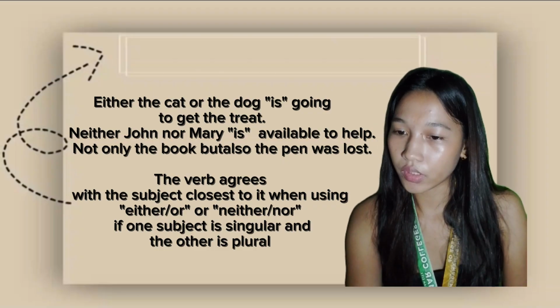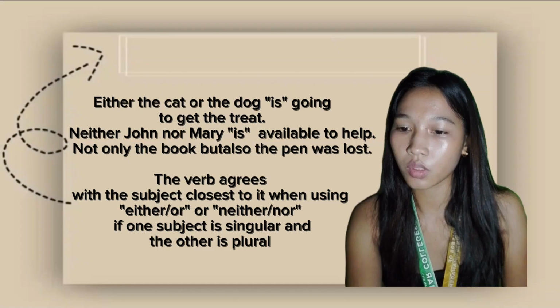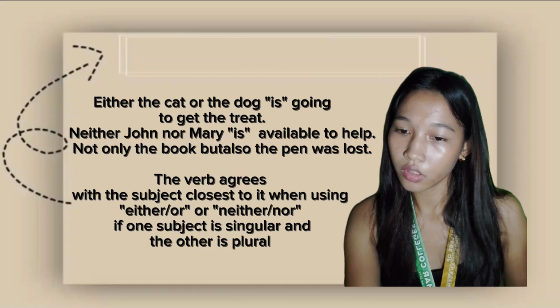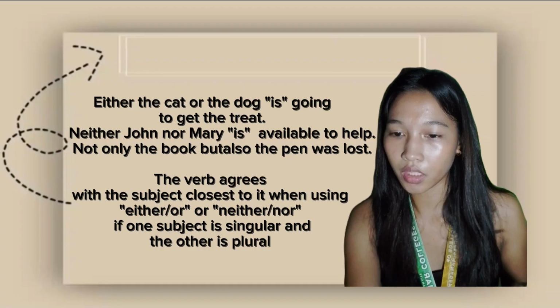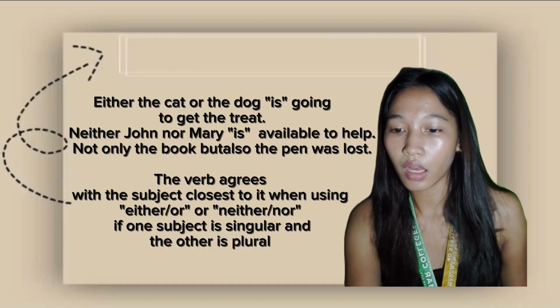The verb agrees with the subject closest to it when using either-or, neither-nor, if one subject is singular and the other is plural.